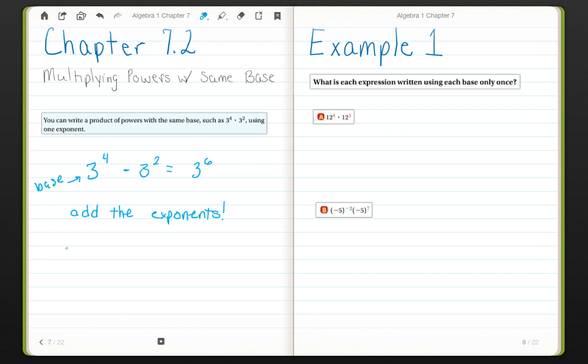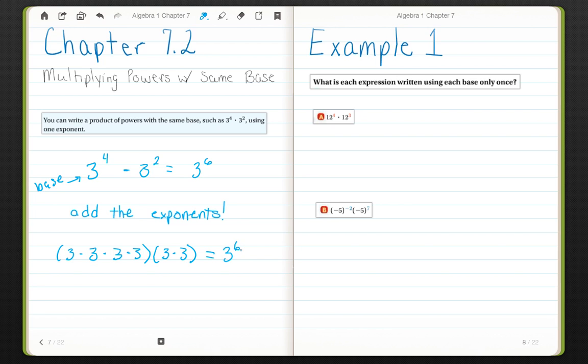So why does this work? If I have 3 to the fourth, which is 3 times 3 times 3 times 3, and I multiply that times 3 squared, which is 3 times 3, altogether I am multiplying 1, 2, 3, 4, 5, 6 3's together, which gets me 3 to the sixth power.